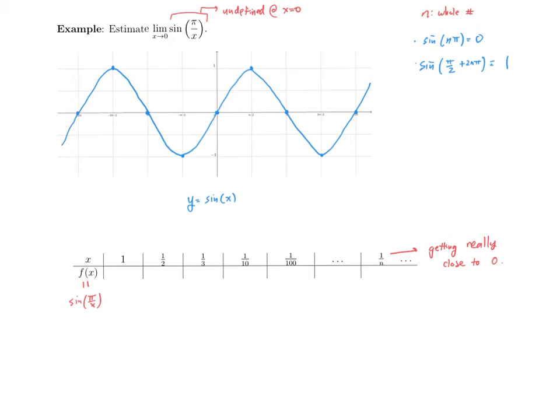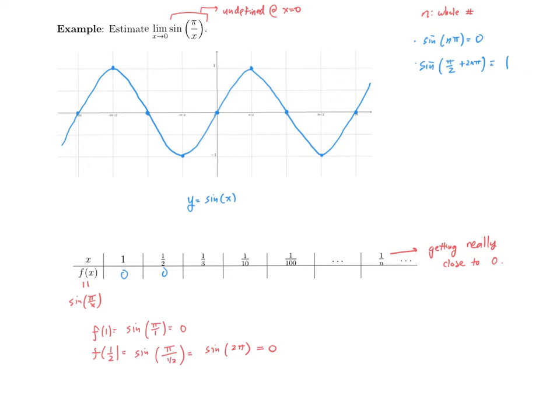So note, if we substitute in 1, we would have sine of pi over 1. So we have f of 1 is sine of pi over 1, which is sine of pi, which we've said above is 0. F of 1/2, just substituting this in, would be sine of pi over 1/2, and dividing by a fraction is multiplying by its reciprocal. Sine of 2 pi is also 0.